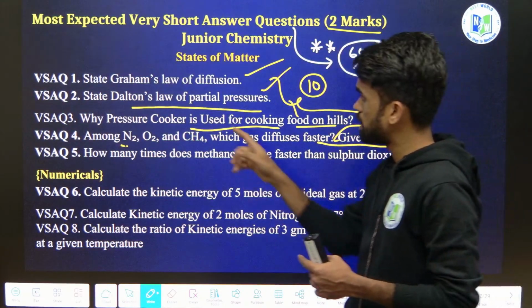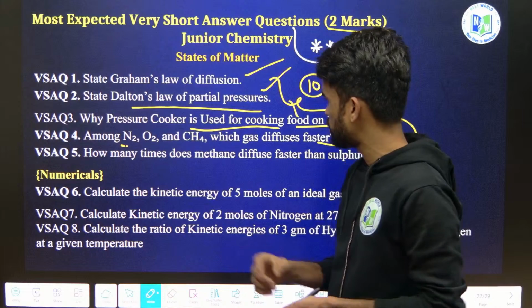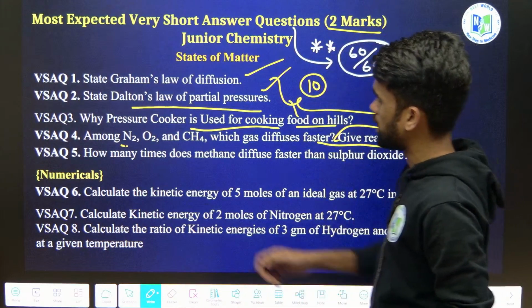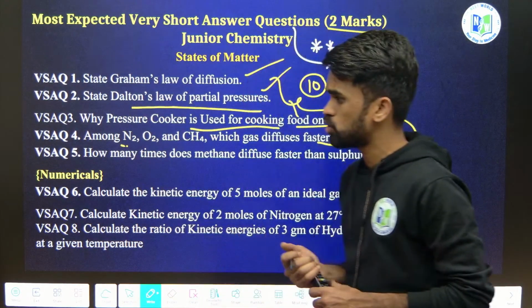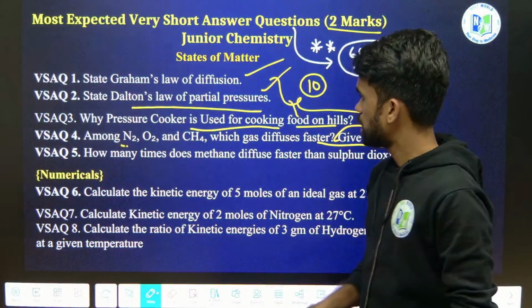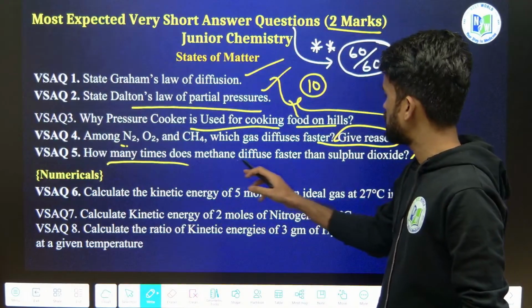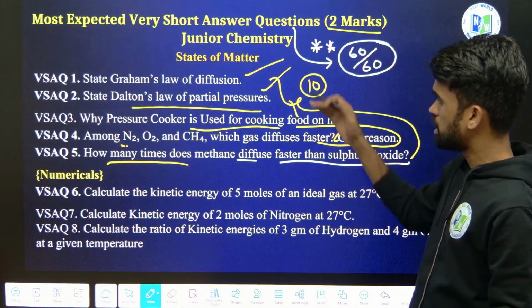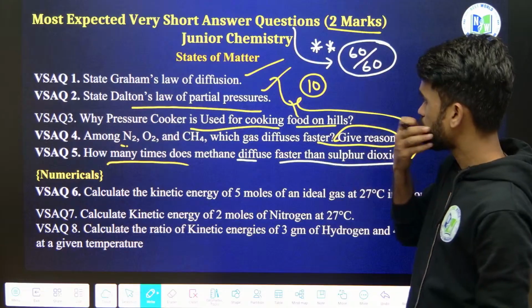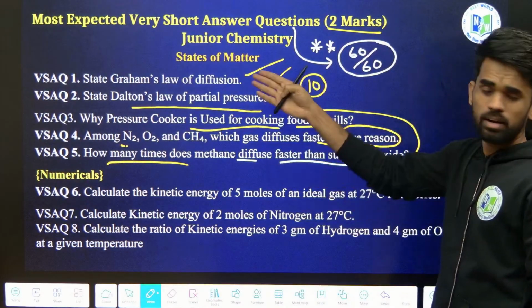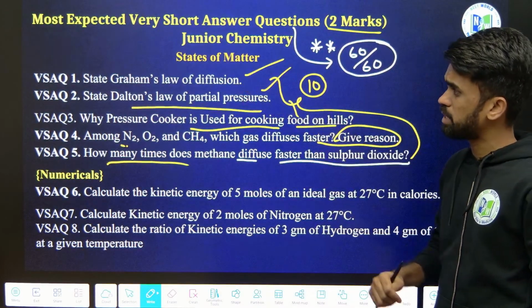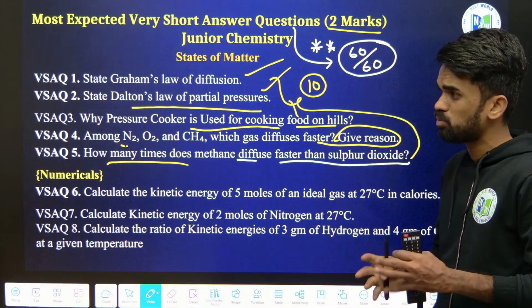How is it related to Graham's law of diffusion? That is very easy. You can easily answer by linking it to Graham's law of diffusion. I am going to share it with you, no worries. Next, we need to find how many times methane diffuses faster than sulfur dioxide. These questions can be answered with respect to Graham's law of diffusion, based on their molar masses.